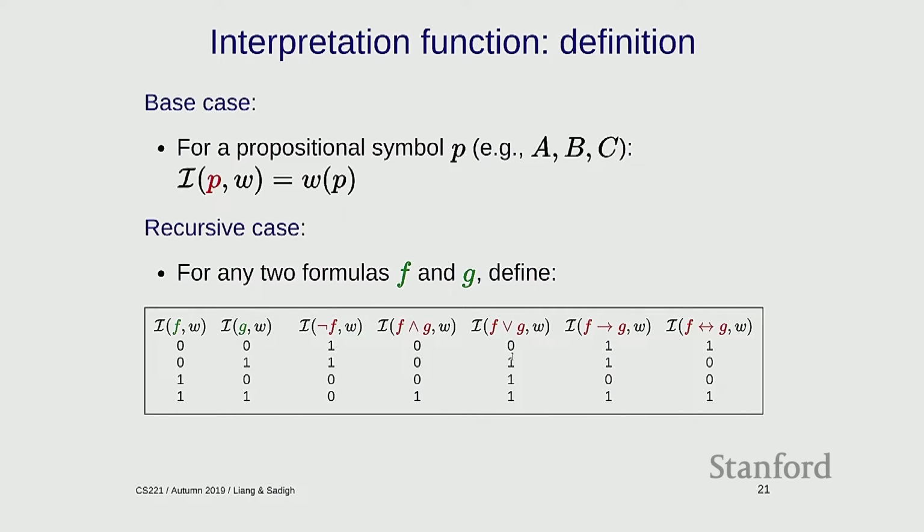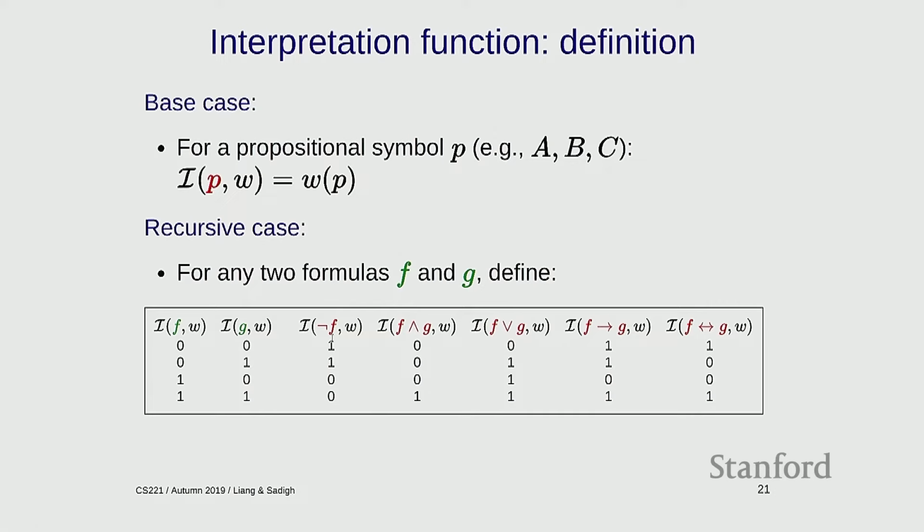Or is 1 if at least one of f and g is 1. Implication is 1 if f is 0 or g is 1. Bidirectional implication means that f and g evaluate to the same thing. Not f is clearly just the negation of whatever the interpretation of f is. Okay, so this slide gives you the full semantics of propositional logic. There's nothing more to propositional logic, at least the definition of what it is, aside from this.